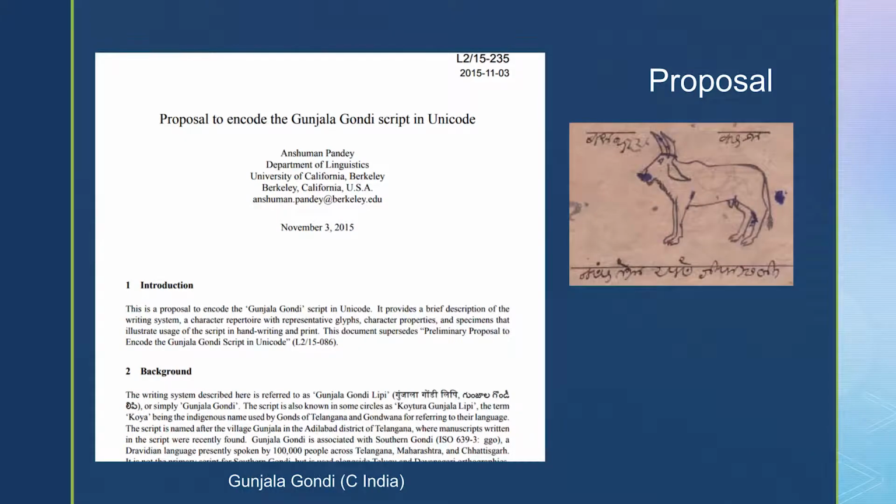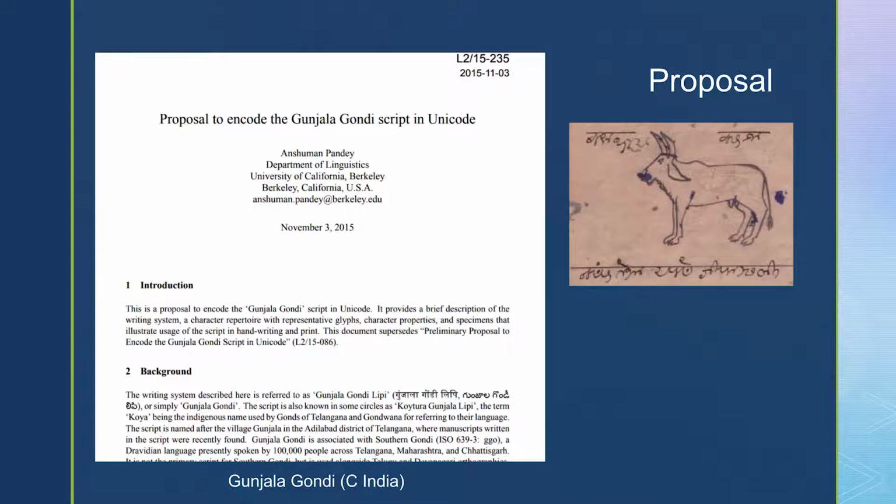This slide shows a proposal written by Anshuman Pandey for the Gunjala Gondi script. It's a modern script used today in central India. Like many other modern scripts that have been proposed, it is not the main script for the Gondi language, but it is being taught in schools and is undergoing a revival.